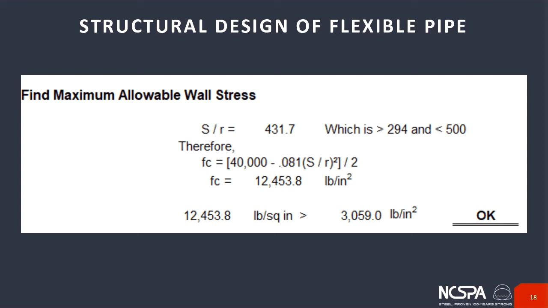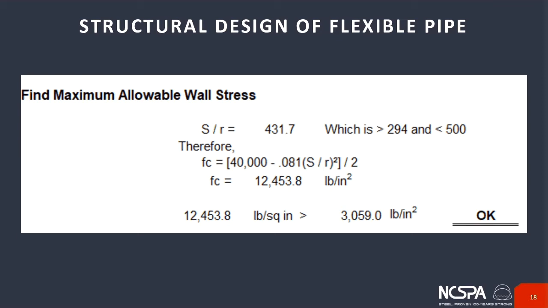And so in this case, you can see that the slenderness ratio is a value of 431.7. Well, that falls within a range of 294 to 500, which means that's an intermediate buckling phase. So the formula that you can see below would be applied in order to calculate what the allowable stress would be. If the slenderness ratio falls above 500, there's a different buckling formula, a long column buckling formula, or some derivation of that.